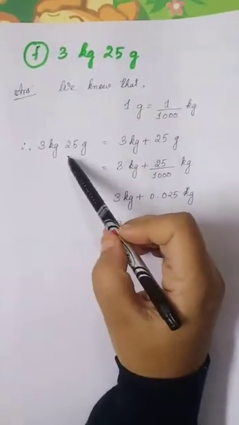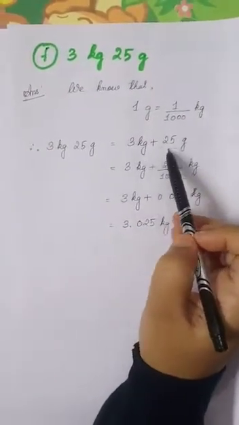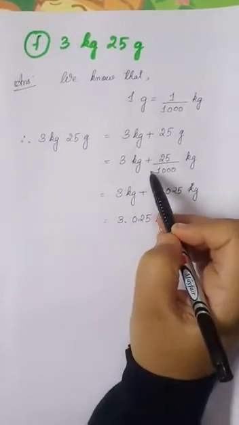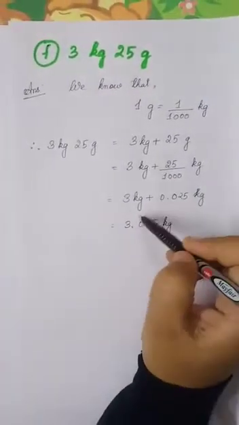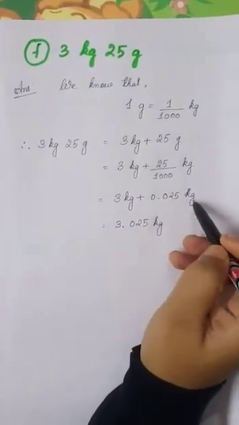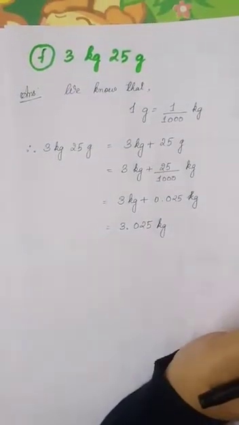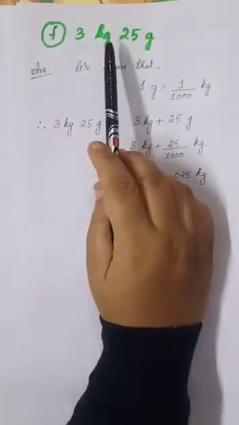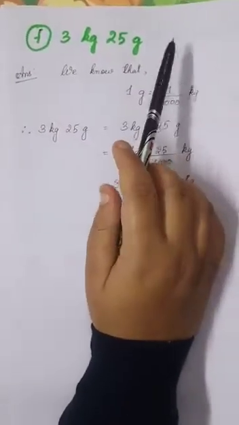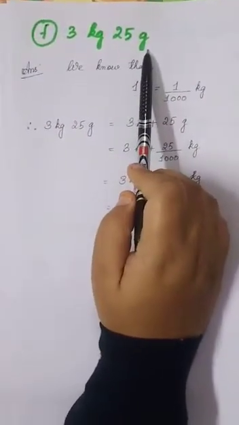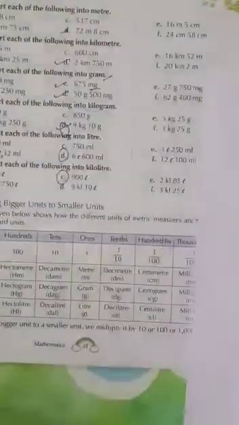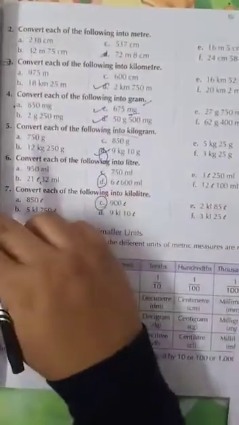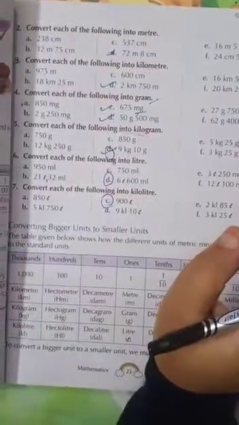So 3 kg 25 gram is equal to 3 kg plus 25 gram. So 3 kg plus 25 by 1000 kg. 3 kg plus 0.025 kg, that is 3.025 kg. Okay children. So wherever the question is in kg, only the gram part you have to convert into kg. I hope the rest of the questions of number 5 can be completed by you at your home.